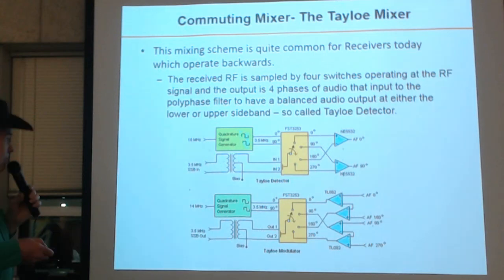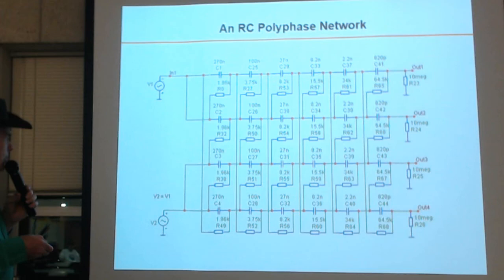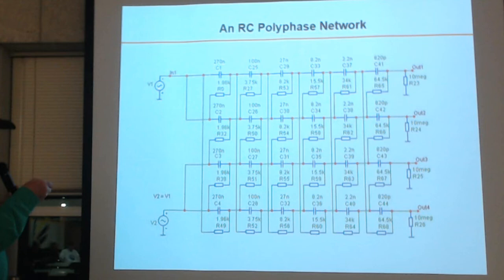And this is what a polyphase network looks like. I was talking about this. So this is a resistor capacitor network that's designed so that I put my differential input in here, not really two separate signals, but one. Like I just put a transformer across here and then feed my audio into it. And it outputs 0, 90, 180, and 270 degrees phase shift signals.